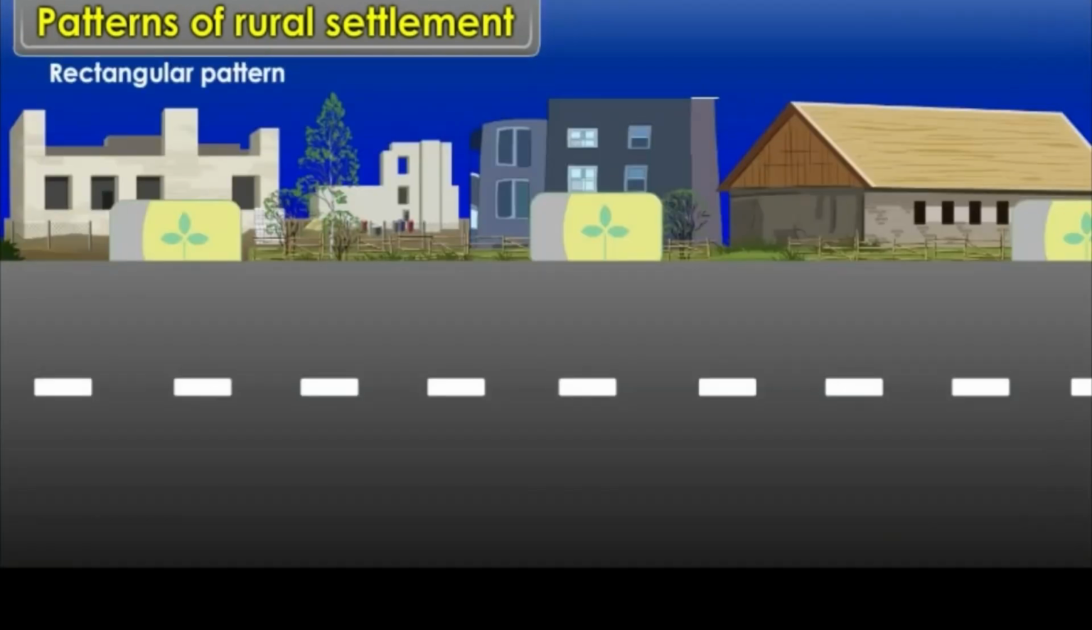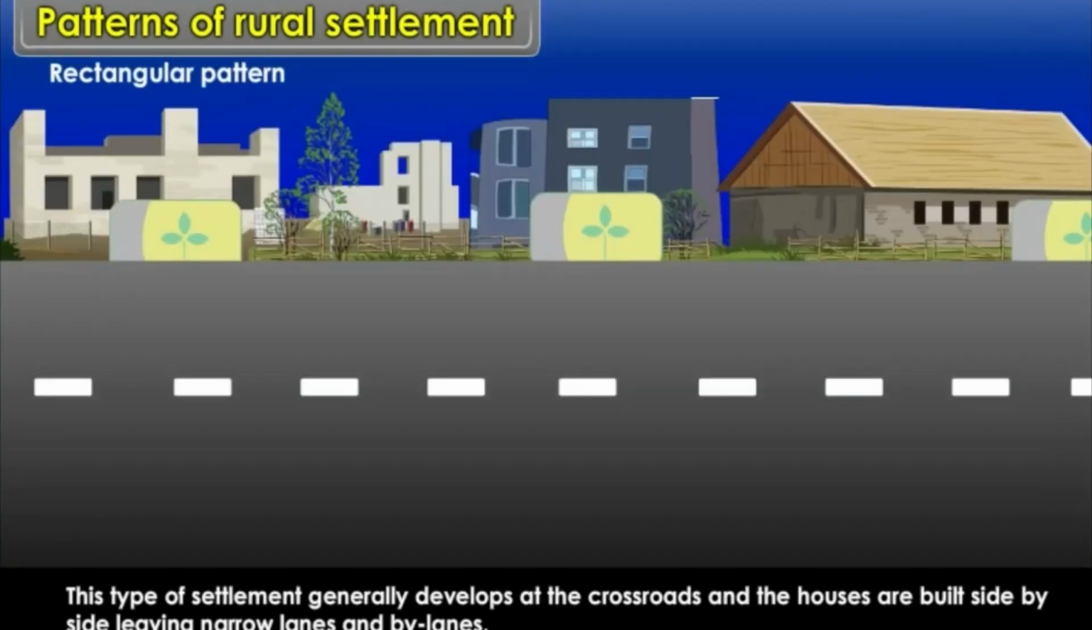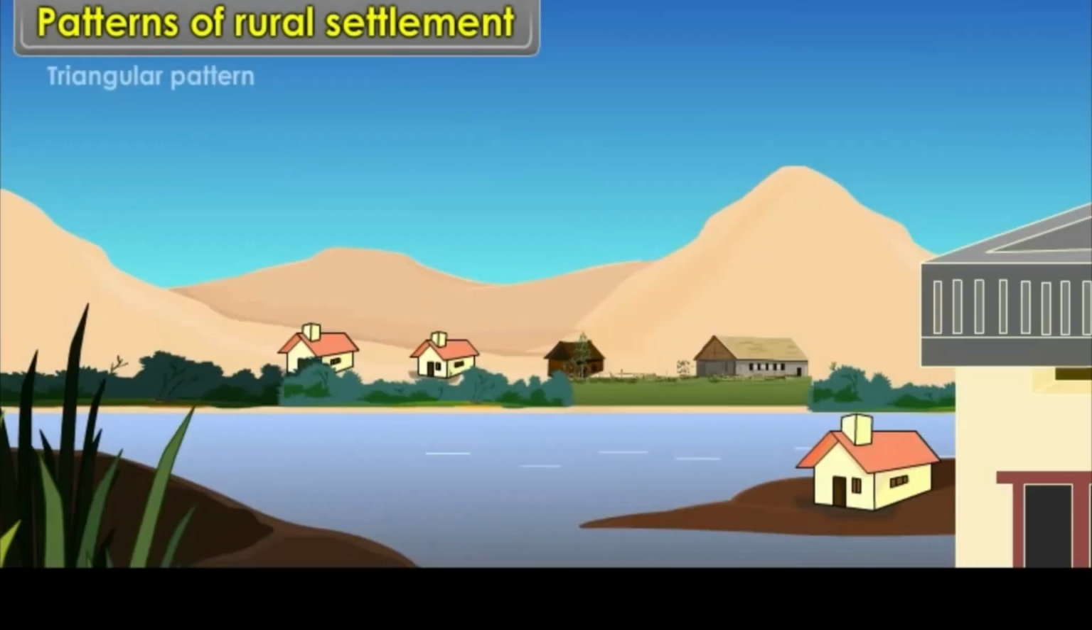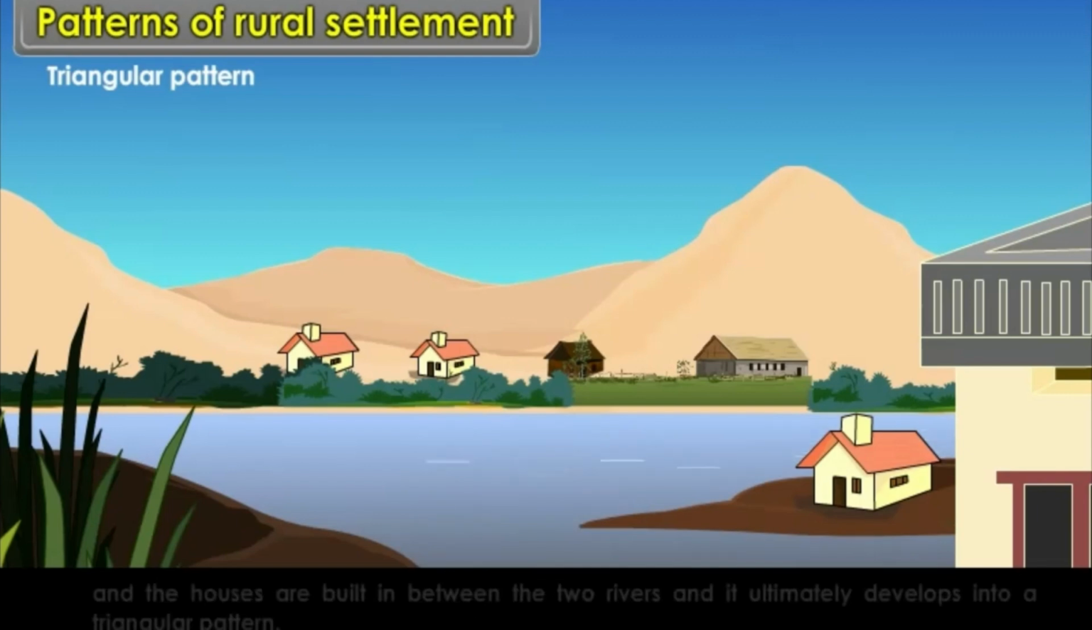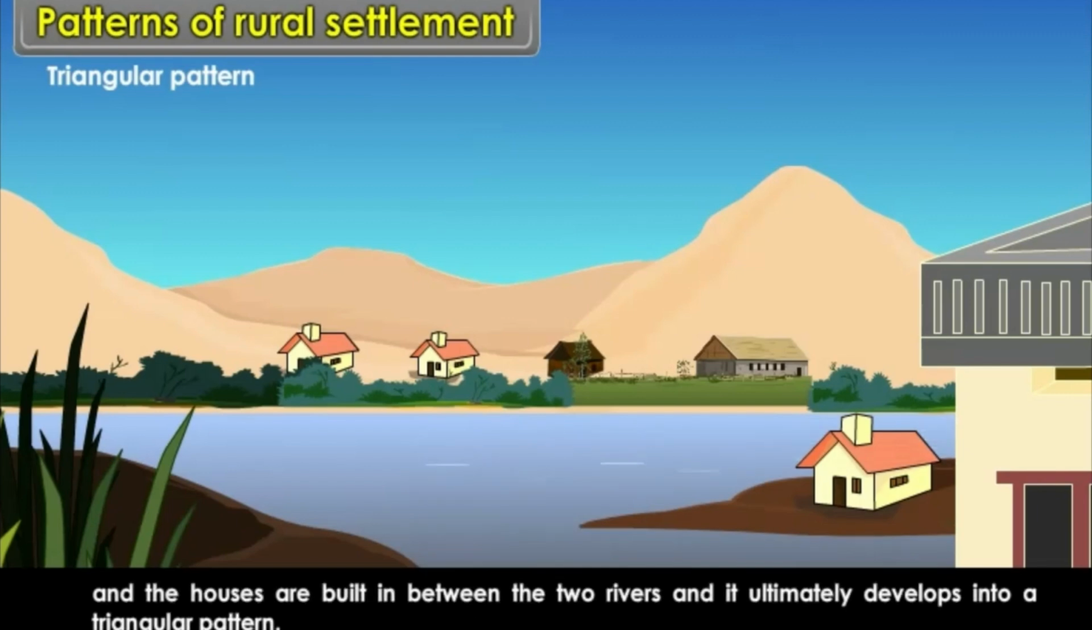Rectangular pattern. This type of settlement generally develops at the crossroads and the houses are built side by side, leaving narrow lanes and bylanes. Triangular pattern. Sometimes the rural settlement develops at the confluence of two rivers and the houses are built in between the two rivers, and it ultimately develops into a triangular pattern.